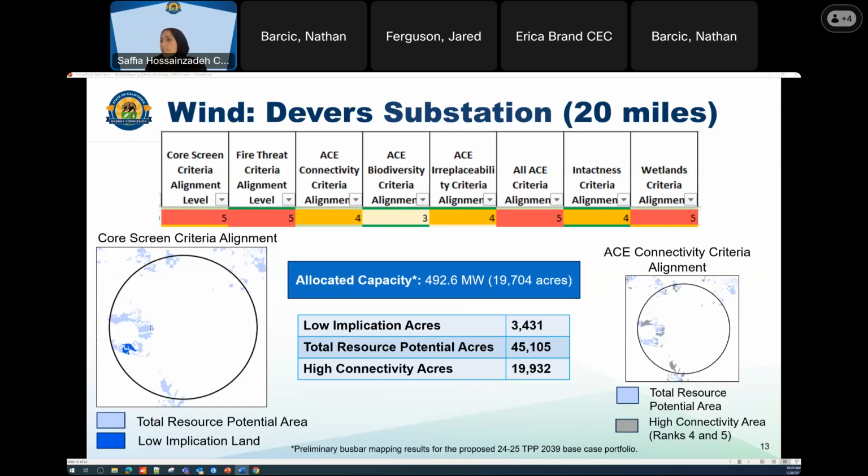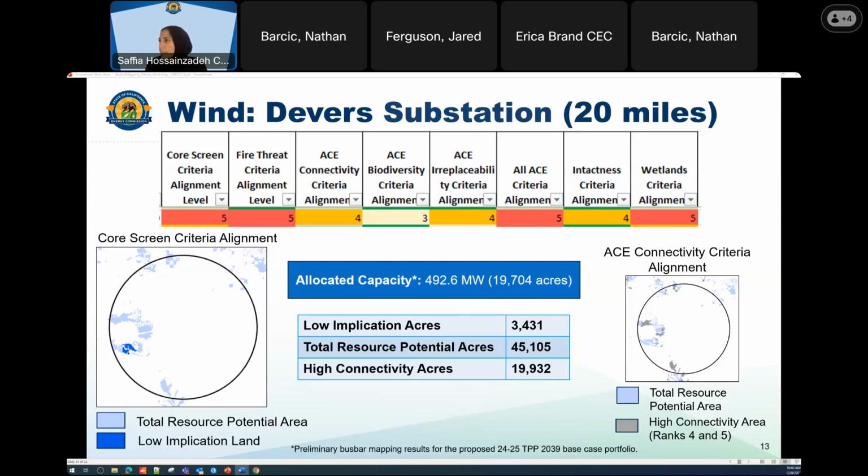And the total acreages of each of these components is shown in the table here on the slide, as well as the high connectivity acres. And that's visually shown in the image on the right. So you can see the overlap of that environmental factor, as well as the two main factors that go into the coarse grain criteria alignment calculation.